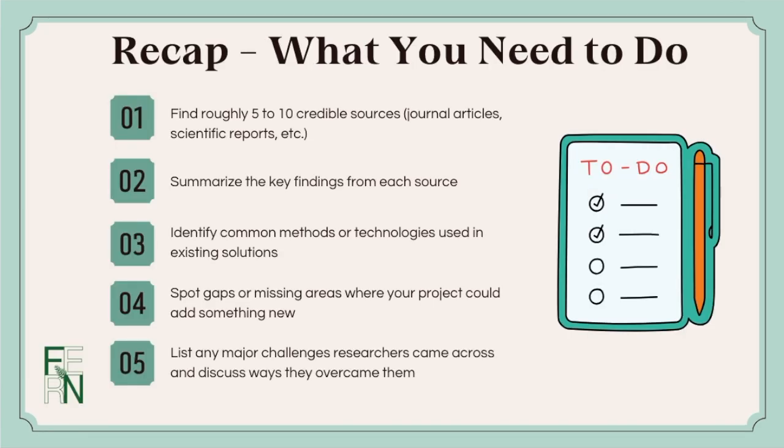Recap what you need to do. Let's review the key tasks for this step. First, find 5 to 10 credible sources about your sustainability issue. Next, summarize the key findings from each one. Then, identify the methods or technologies that have been used. Spot gaps. What's missing? Where can your idea make a difference? Finally, take note of the challenges researchers faced and how they dealt with them. This info is going to become the backbone of your project design, so take your time and really engage with it.